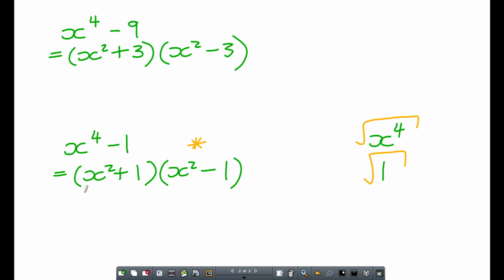Okay, so this one, remember we had three methods of factorizing. So just look at the first bracket. I couldn't take out a common factor. I couldn't group. And can I do difference of two squares? No, because there's a plus. So that one is going to stay x to the power of 2 minus 1.